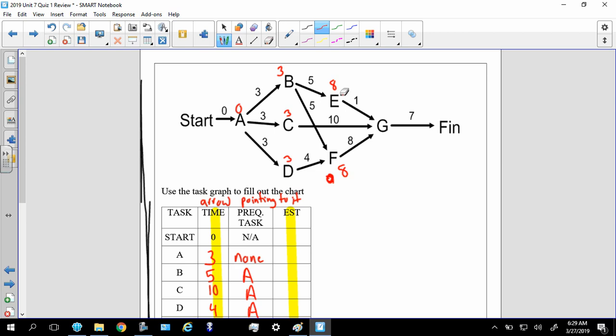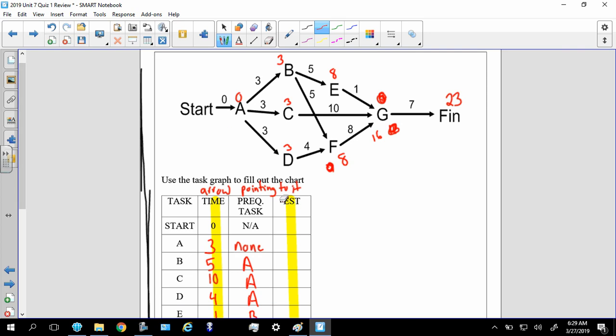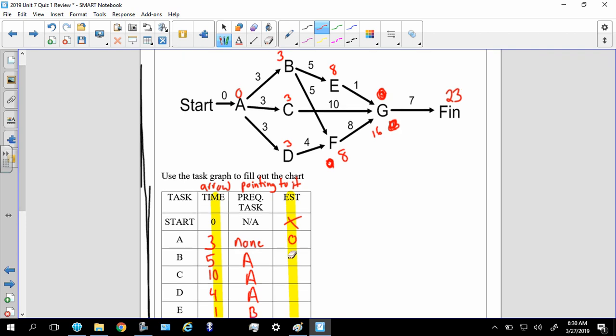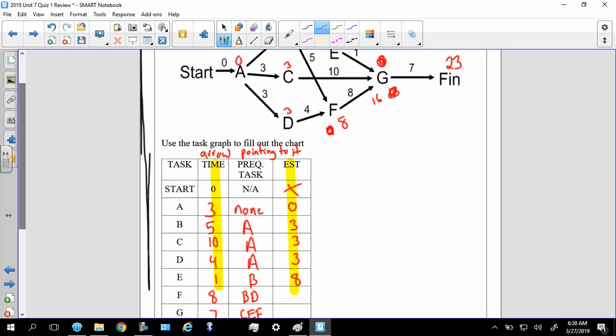G's got 3 arrows. Let's see. E to G, that's a total of 9. C to G is a total of 13. F to G is a total of 16. There we go. And then lastly, the finish will be 23. All right, so I'm going to put all these numbers in the EST column. The start really has no EST, so there's no reason to put that. A is 0, B, C, and D are 3. E is 8. F is also 8.